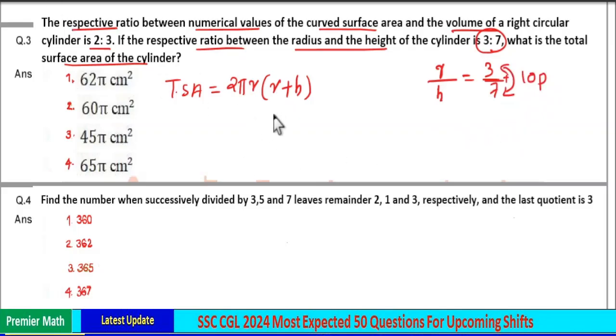Now here you can see, in the total surface area we have r plus h as 10 parts, and 2 pi r, that is pi into 2r. Here r is equal to 3 parts. So 2 into r is equal to 2 into 3, that is 6. So 6 into 10 is equal to 60 pi. So this is 60 pi or a multiple of 60 pi. Now if you look at the options, 60 pi is in the options and no multiple of 60 is in the options. So we can choose 60 pi, option 2, as your answer.